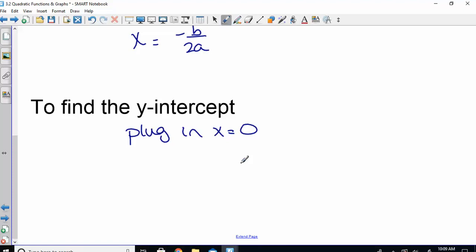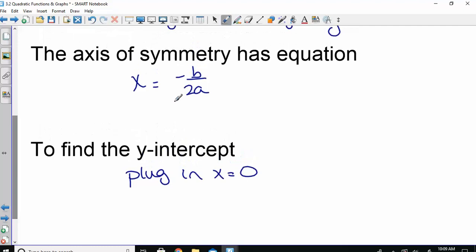Sorry, what's the one before that? The axis of symmetry has equation x equals the opposite of b over 2a, same as the x value of the vertex. Oh, okay.